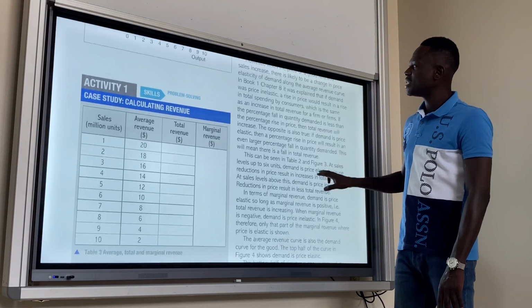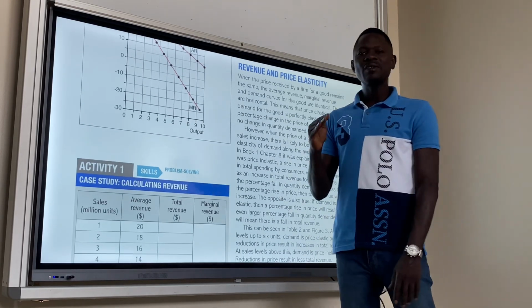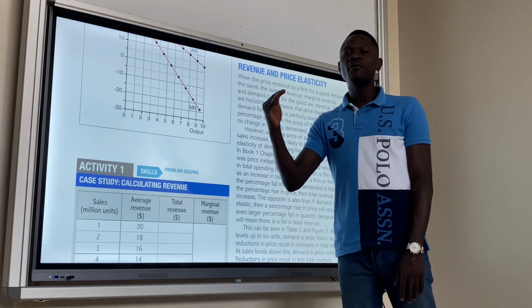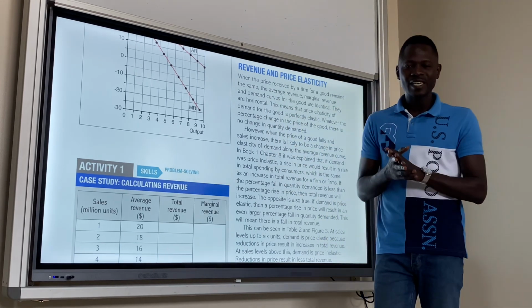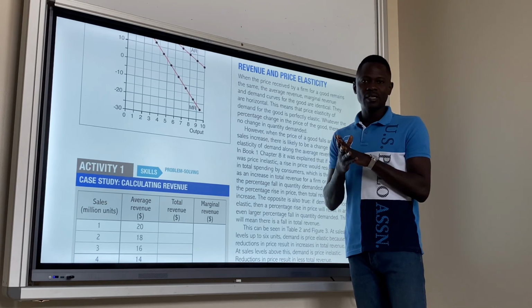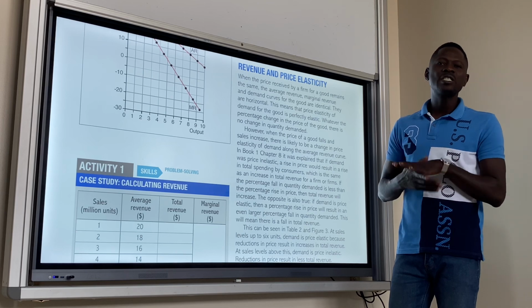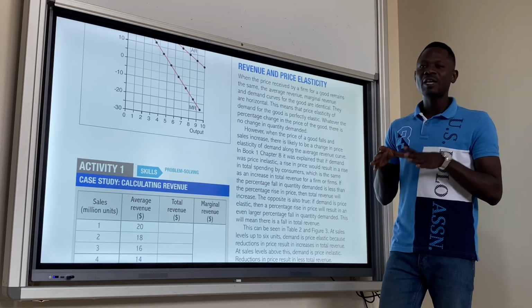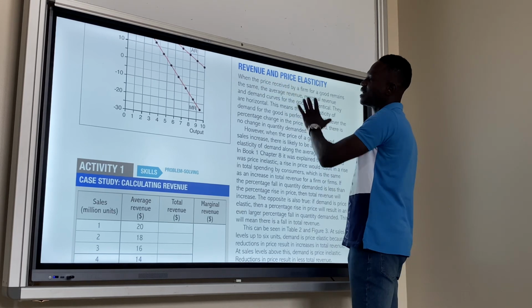So we have to put in mind that if the demand for a product is price elastic, an increase in price for such a product will lead to a fall in the total revenue. And if the demand for a product is price inelastic, a fall in price or an increase in price would not significantly change the quantity demanded of such a product, but an increase in price will definitely increase the total revenue. So that is the relationship between revenue and price elasticity.